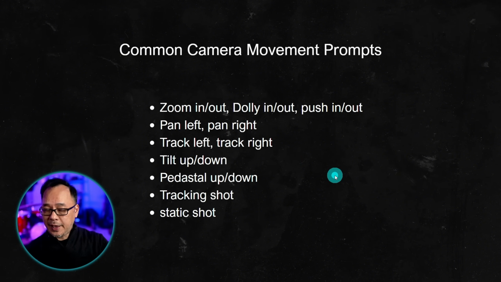Tilting up and down, pretty straightforward. Pedestal up and down is much more of a closer shot, typically from top to bottom or bottom to top. Tracking shot follows the subject. And then you have a static shot where the camera doesn't move. Now there's a whole bunch of other things you can prompt for, but these are the most common ones.